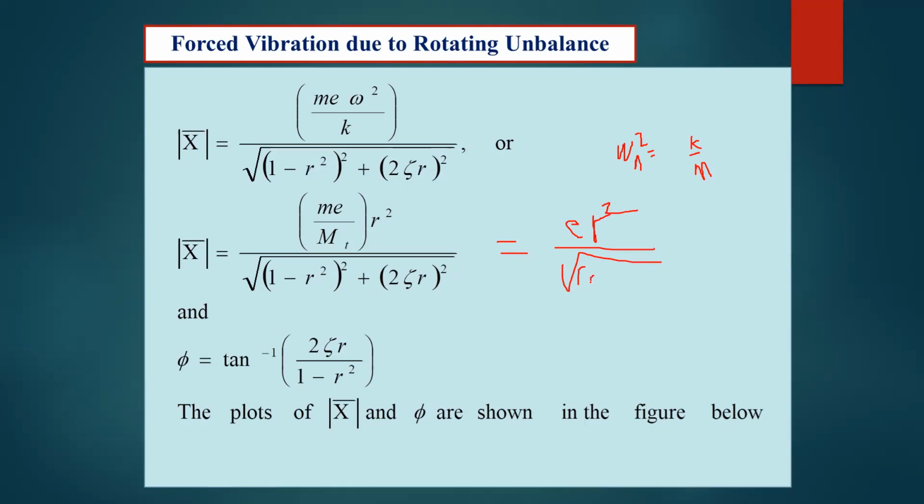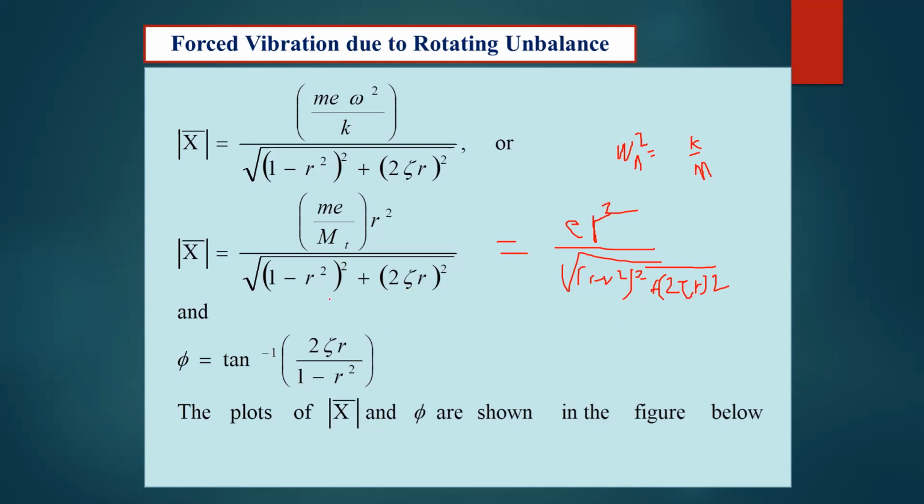Okay, we have 1 minus r square, the whole square, plus 2 zeta r, the whole square, and the radical. So this capital M and small m come here, so that has some kind of problem. So let's consider it is just e r square. r means frequency ratio. e r square over radical of 1 minus r square, the whole square, plus 2 zeta r, the whole square.